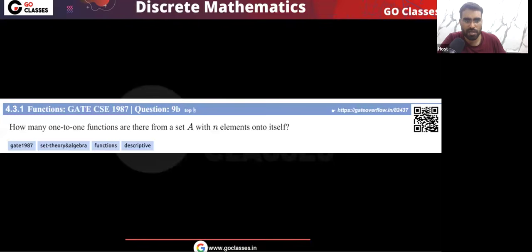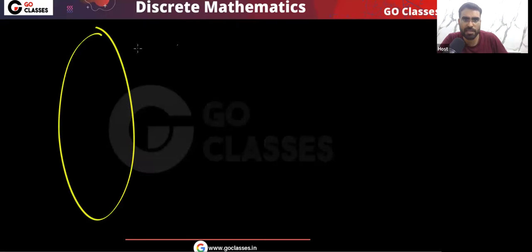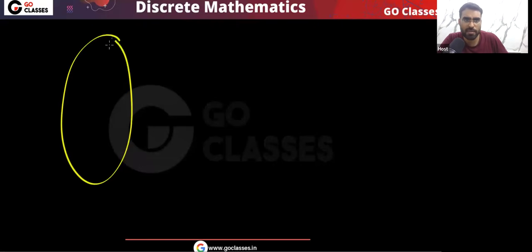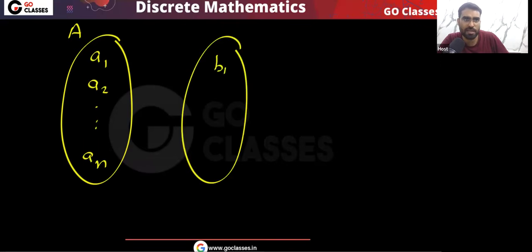Let's move on. Tell me the answer for this question. How many one-to-one functions are there from set A to itself? Tell me. So this actually you can do immediately. Okay, so there are n elements here. This is your set A, which has a total of n elements. And here also you have a total of n elements because A to A. We want to count A to A.